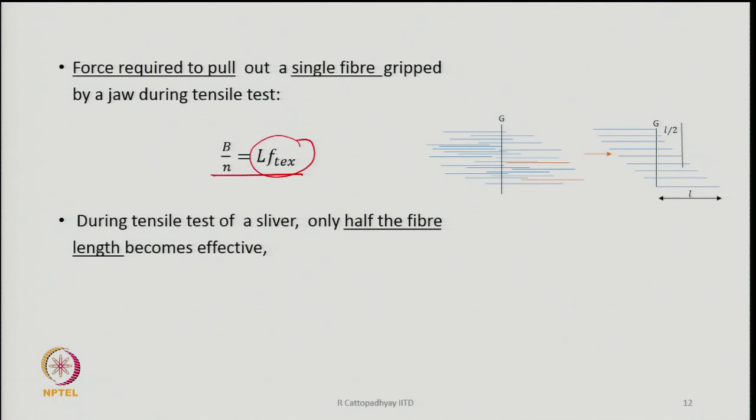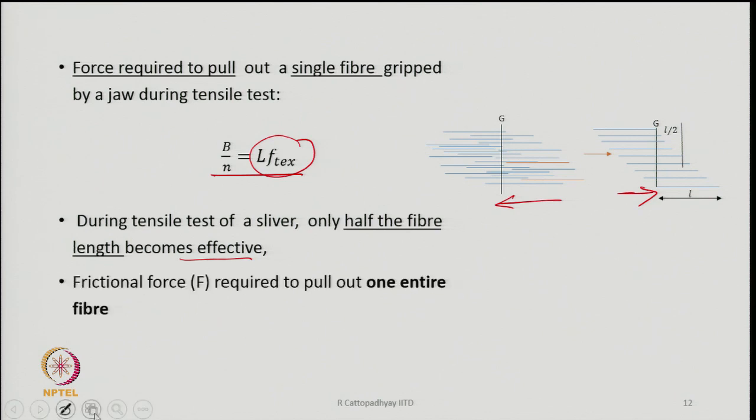Now, during the tensile test of a sliver, only half the fiber length becomes effective. Suppose this is the sliver, this jaw is going in these directions, or this jaw may be stationary. Even if I say that this jaw is not moving and the other jaw is moving, fibers are getting separated from each other. Now, when it gets separated, the number of fibers which are gripped under a jaw G, or suppose this jaw.